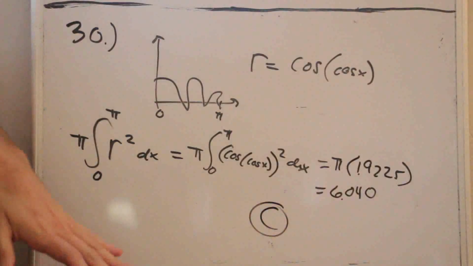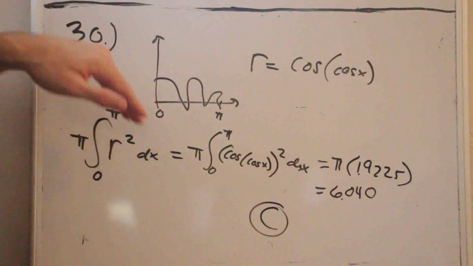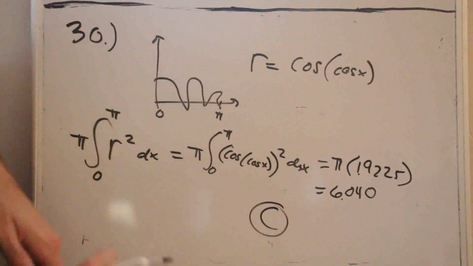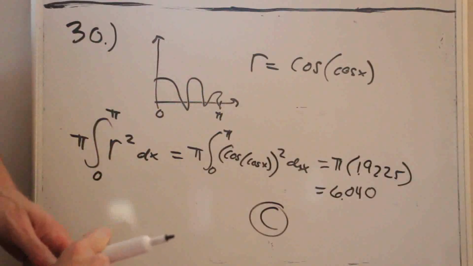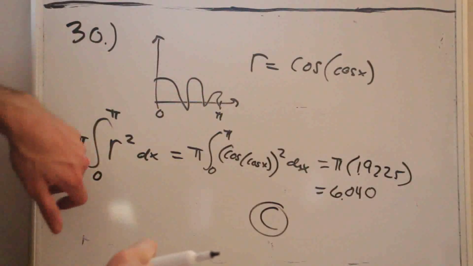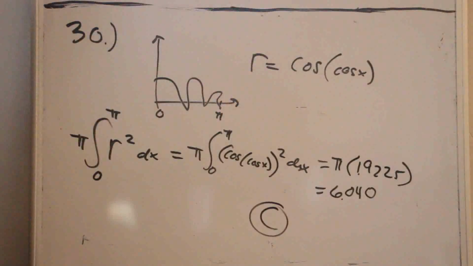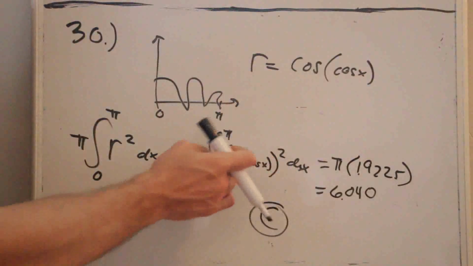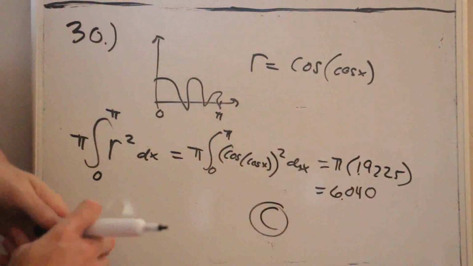Okay, so just to recap, you've got some function, you're rotating about the x-axis, they give you the bounds from 0 to pi, and so you just do the disk method. For the disk method you find the volume by doing pi r squared, where r is your function, and so you just plug that into your calculator, integrate it, multiply it by pi, and you've got your answer.